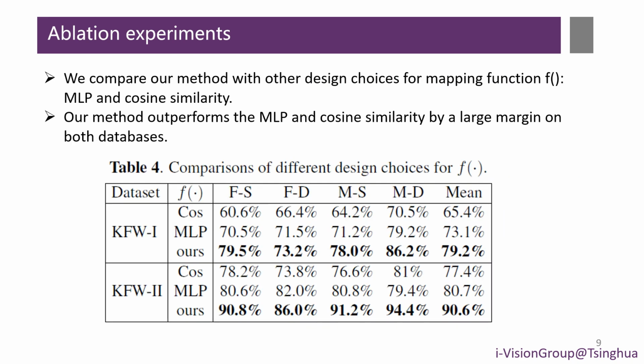To validate the effectiveness of our proposed GKR, we compare it with other widely used design choices for mapping function f, one as MLP and the other as cosine similarity. We see that our method outperforms the MLP and cosine similarity by a large margin on both databases, which demonstrates that our method can better exploit the relations of two extracted features and perform relational reasoning with the kinship relational graph.